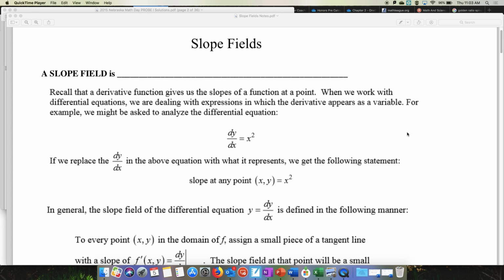Okay. So a slope field. What is a slope field? Do not tell me a field of slopes.